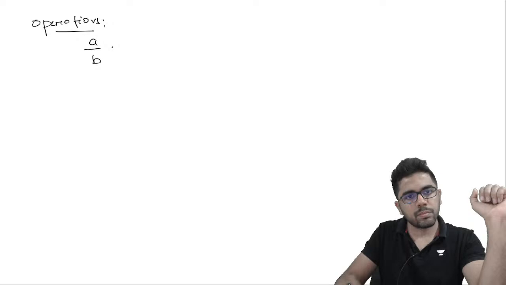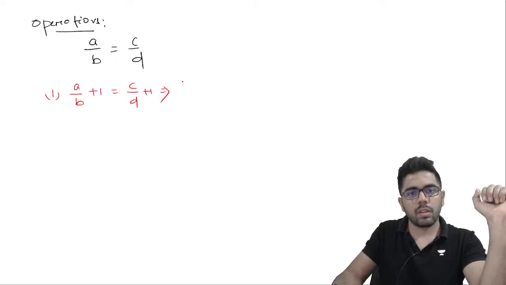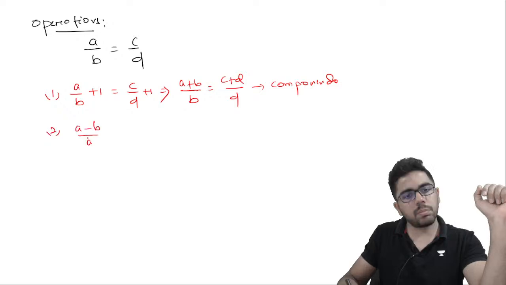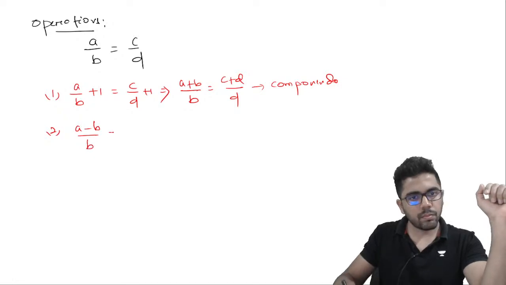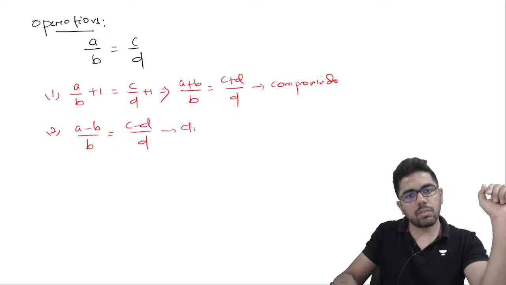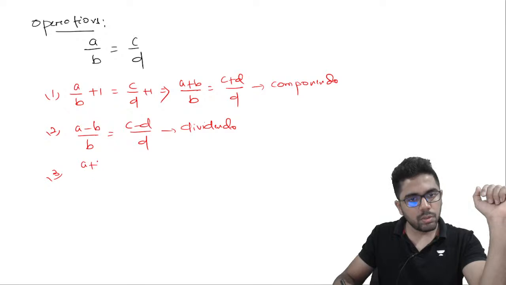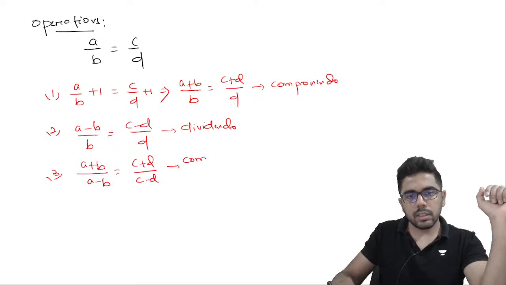So if I am taking A by B is equal to C by D, so my first basic operation is if I add 1 on both sides. So you get A plus B by B is equal to C plus D by D. This operation has got a name also and it is called as componendo. Similarly, if you subtract 1, A minus B by B, subtract 1 on both sides. So A minus B by B is equal to C minus D by D, and this is called as dividendo. And then if you take the ratio of the first two results, you get A plus B by A minus B is like C plus D by C minus D, and this is componendo and dividendo.